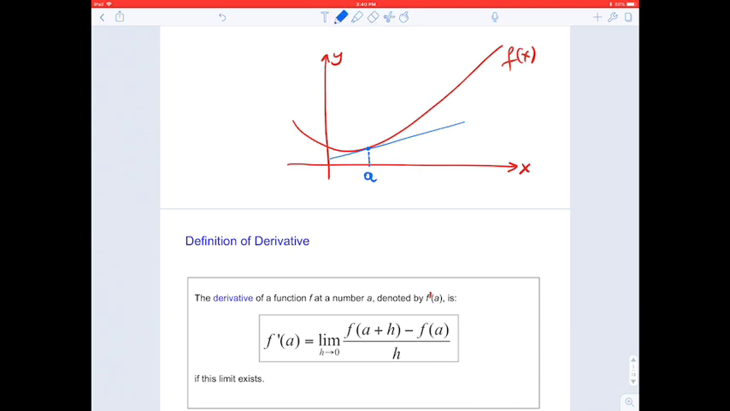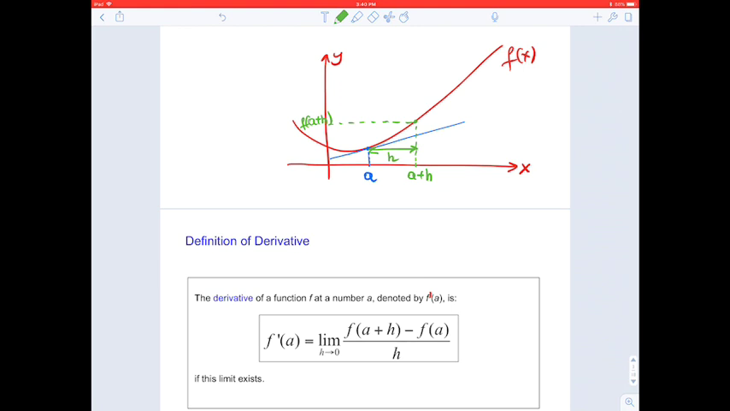But in order to find the slope, I need 2 points, because I need rise over run. I have only 1 point. That means we will create another point, and I will move just h units from a, which will be a plus h. This difference along the x-axis is h. Then I do have a second point, which is the value of the function at a plus h.